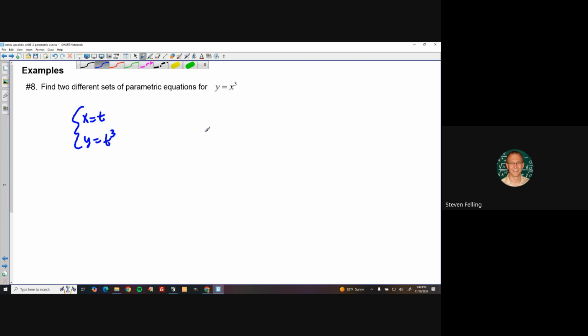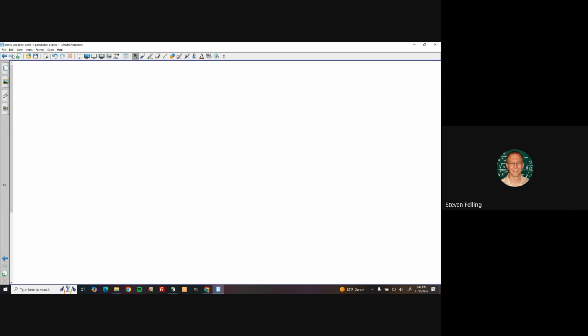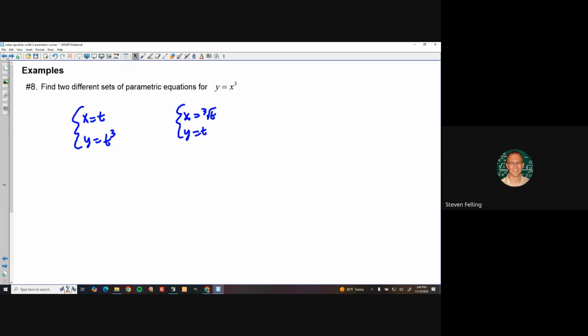Or, I don't see any real other obvious, there's not like a function inside of another function, so what if we made the y variable the t? Then that means x would be the cube root of t. Right? Each of these are valid parameterizations. Well, that was quick. All right, and I think that is the last example we have. So that should hopefully help you out as you set out to do your practice.